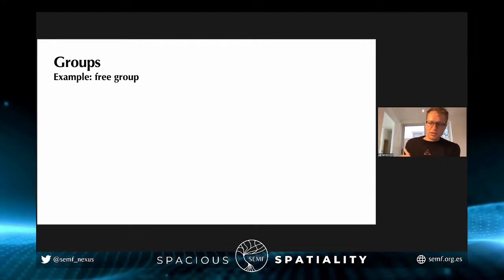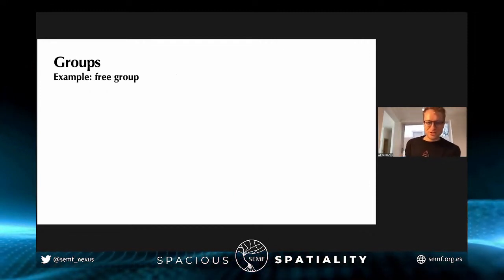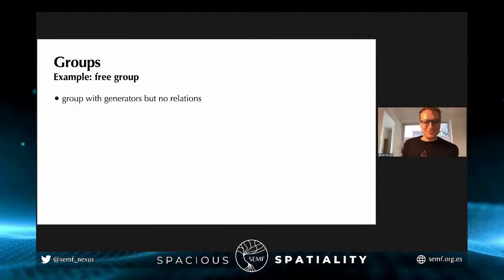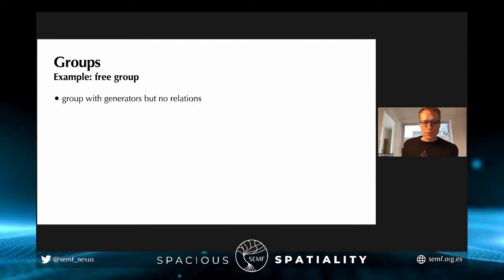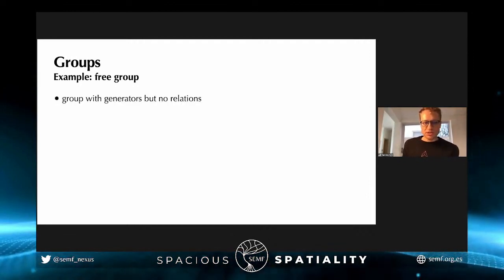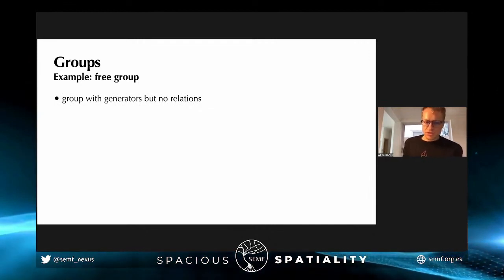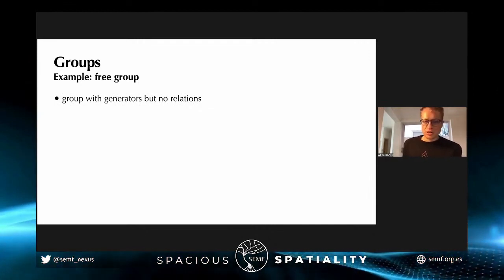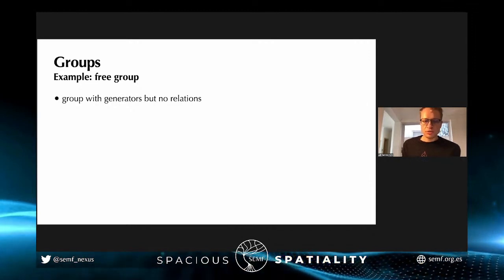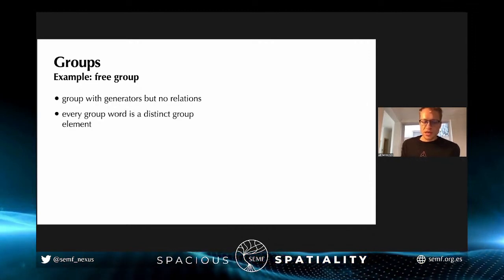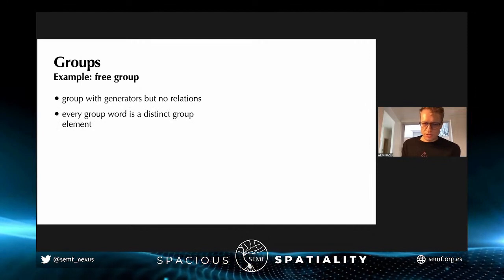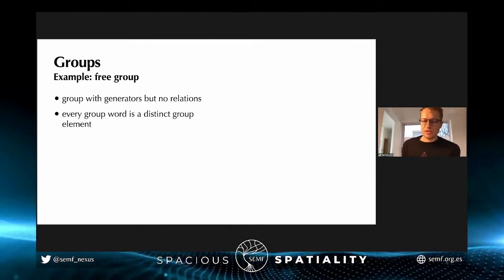Okay, another example. Sorry, they'll be over soon, I promise. This is, in fact, in a way, the most important example. This is the Cayley quiver of the free group. And what a free group is: it's a group that's got generators, but no relations at all. So that means every possible word you can form is a distinct group element.